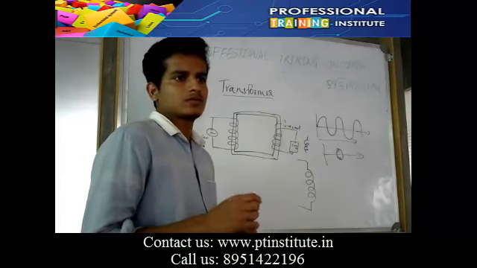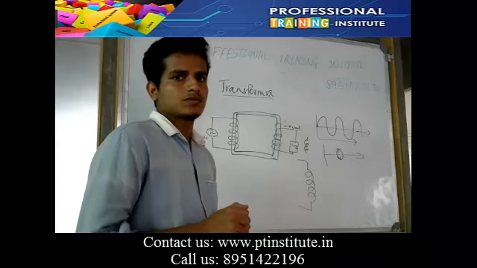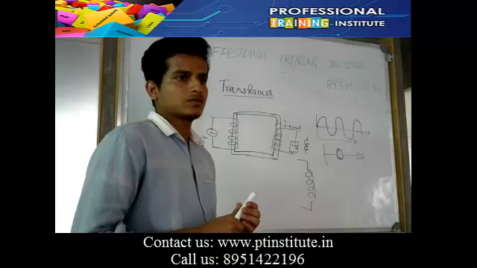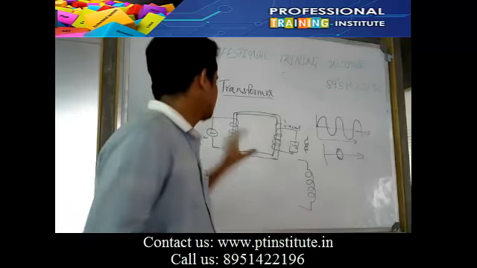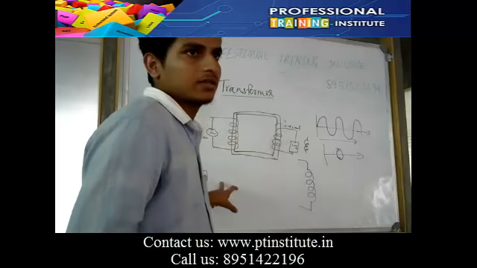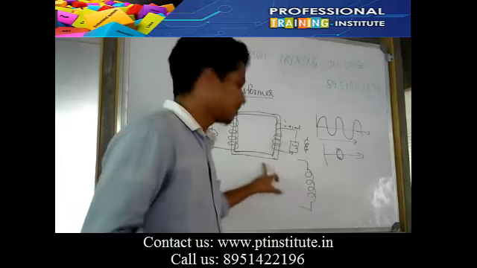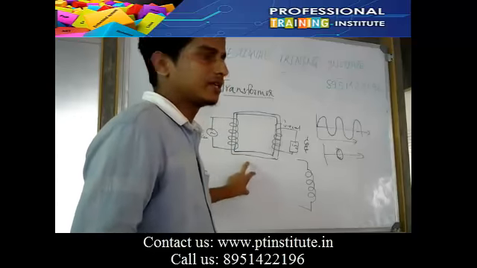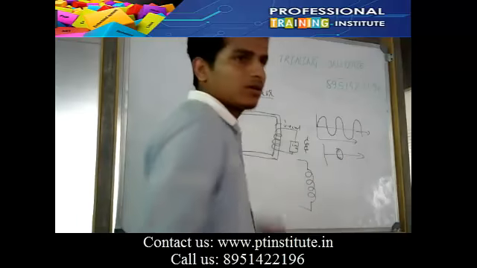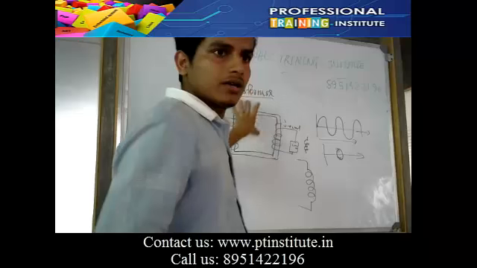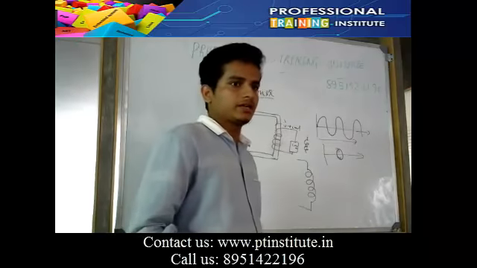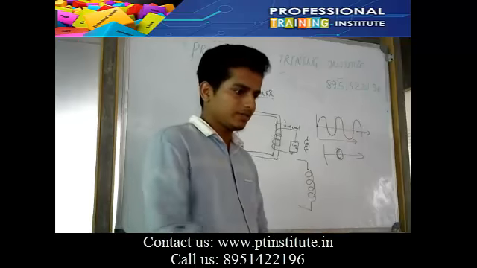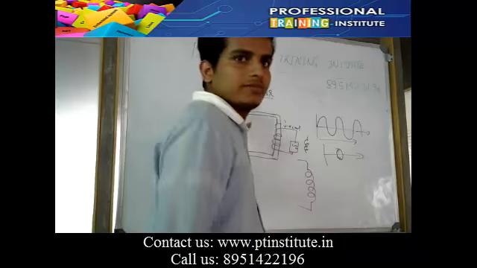The alternating current is passing through this conductor. If current is passing through a conductor, it generates a magnetic field, magnetic flux, in its surroundings. That flux is carried by this core. If I touch a magnet, it will attract magnetic flux. The same thing is happening here.